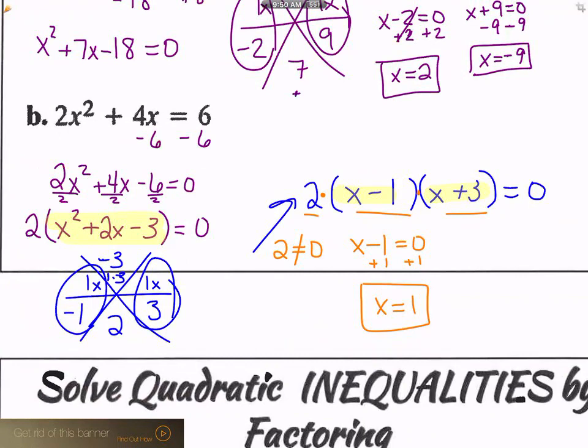For the second set of parentheses, we're going to take the x plus 3 and set it equal to 0. Subtract 3 from both sides to get an answer of x equals -3.